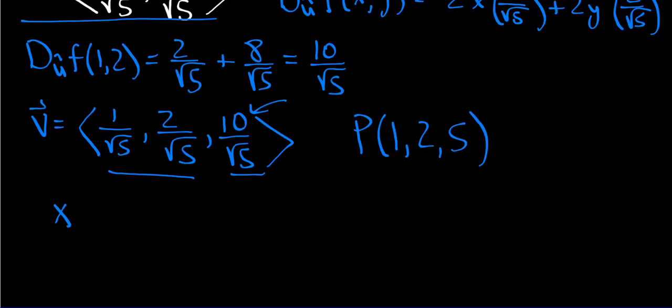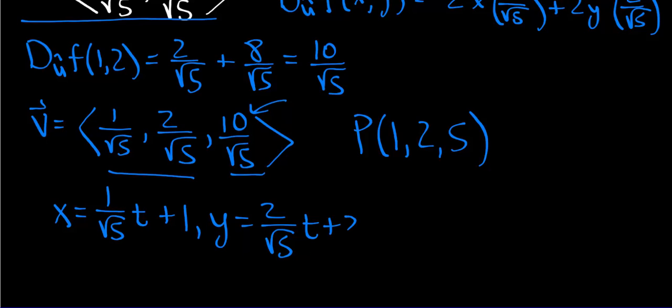We've got x is equal to 1 over the square root of 5, t plus 1. Y is equal to 2 over the square root of 5, t plus 2. And then z is going to be 10 over the square root of 5, t plus 5. And there is our equation for the line.